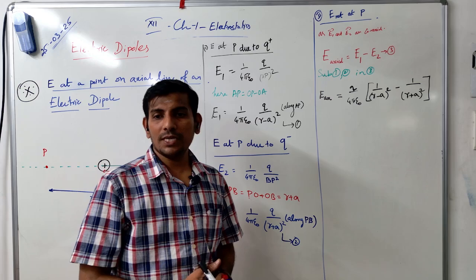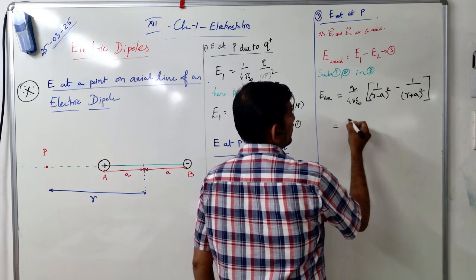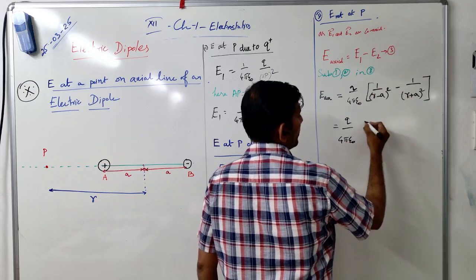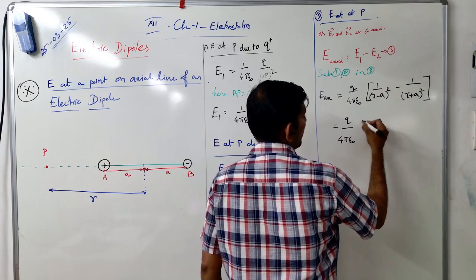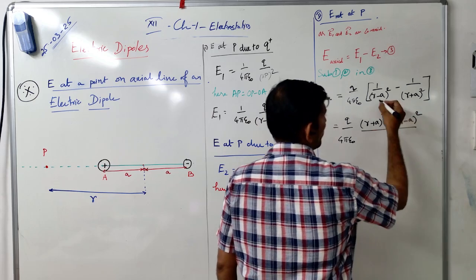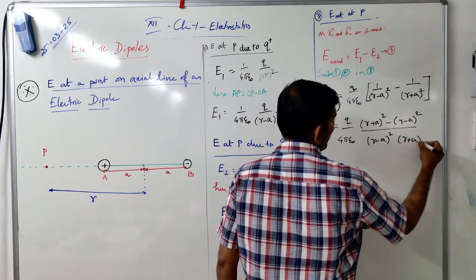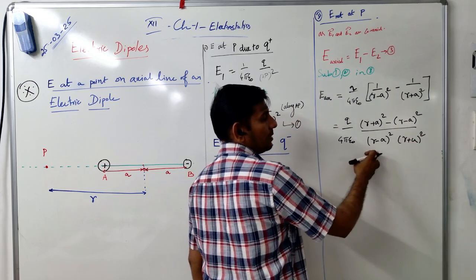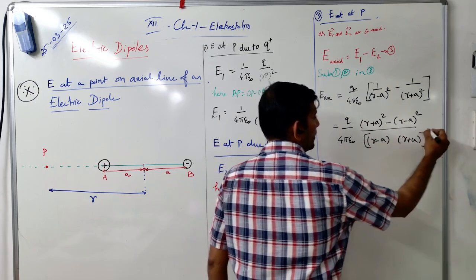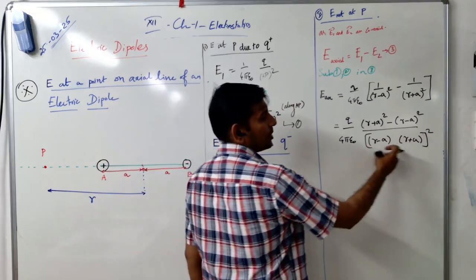Noted? Shall we proceed? So now I want you children to cross multiply this. Let me take the Q by 4 pi epsilon naught. You take this one here: (R plus A) the whole square minus (R minus A) the whole square, whole divided by (R minus A) the whole square into (R plus A) the whole square. First let me take down this denominator. I take these two squares away. Can I write this as a whole square? Since both are in multiplication, can I write it like this? And this appears to be A plus B into A minus B.